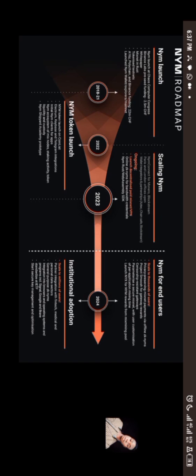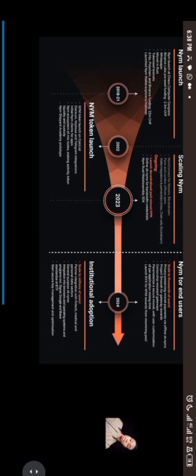So already the 2024 roadmap is out. That's to show you how serious the Nym network is. So for the year 2024: privacy-preserving mixnet payments via offline zk-nyms, Project Smoosh for gateway rewards, censorship-resistant gateways, that's against government censorship and all those things. And institutional adoption.